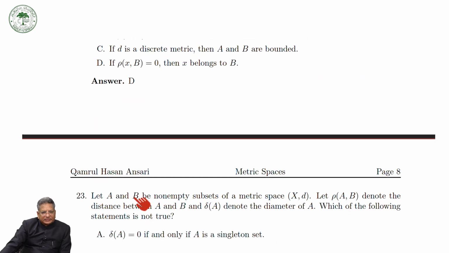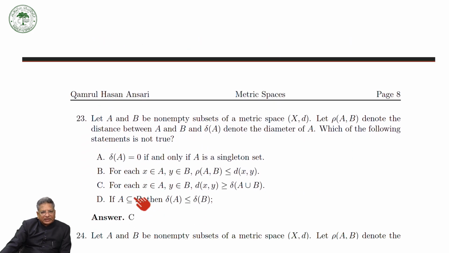Similarly, let's take some other. We have already seen that if A, B are two non-empty subsets of a metric space X, and rho AB is the distance, delta A is the diameter of A, then which of the following statements is not true? Now we have proved that the diameter of A is equal to 0 if and only if it is a singleton set.